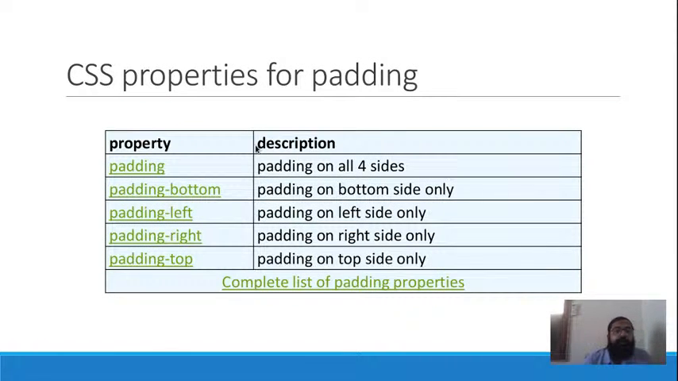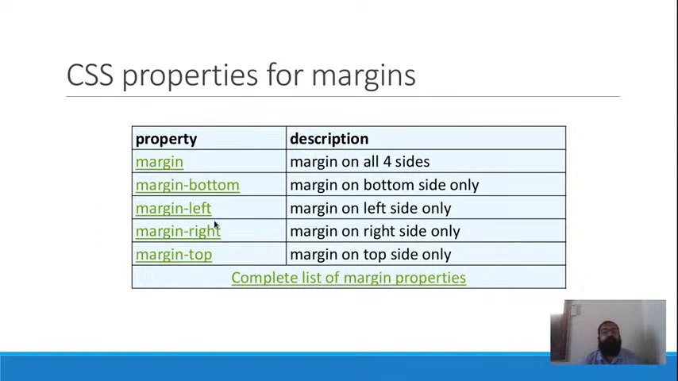Okay, you can have padding on all the 4 sides: padding bottom, padding left, padding right, padding top. And you have a reference for the complete list of padding properties. So you can search W3 schools CSS padding, and it will give you all the details about the padding properties. Then you have the margin, margin bottom, margin left, margin right, and the margin top.